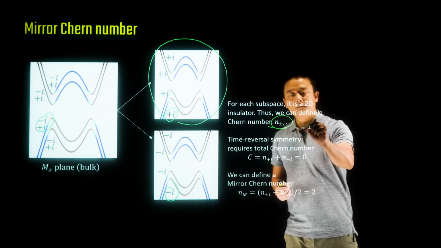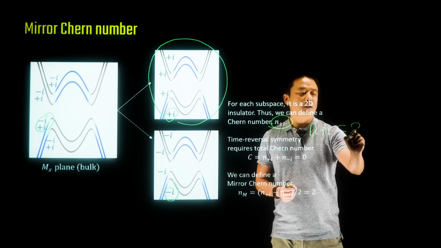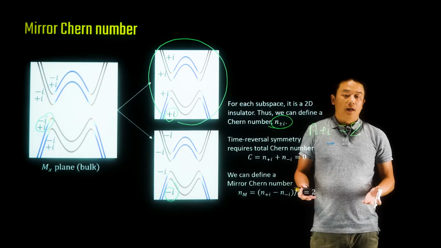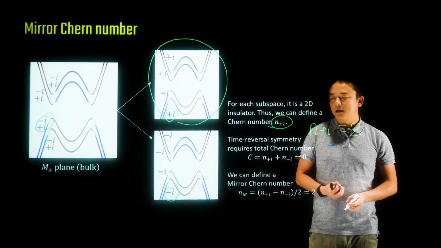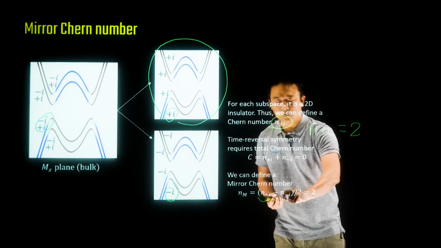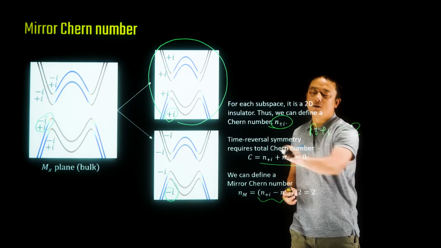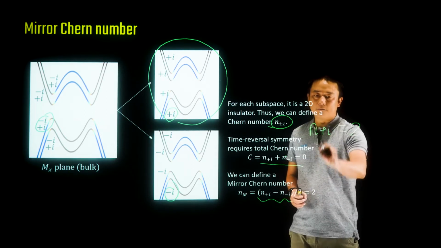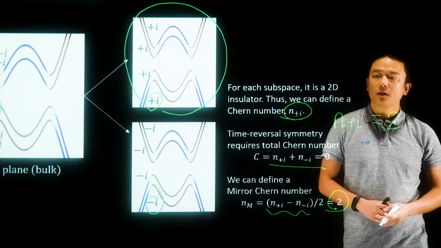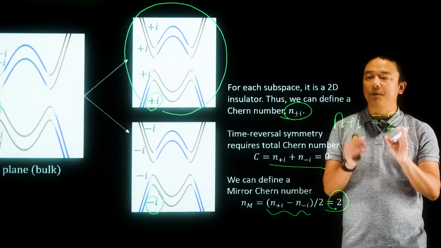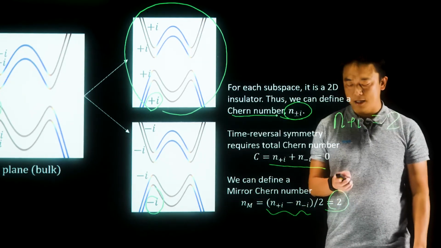But if n plus i, independently, for example, is equal to 2, that still means something. And we can define another mirror Chern number that's simply the difference between n plus i and n minus i. For this relation, we know they are always opposite in sign. If n plus i is 2, then in total the mirror Chern number is also 2. Then what's the physical meaning of this number 2? Now we simply need to come back to the Chern number.